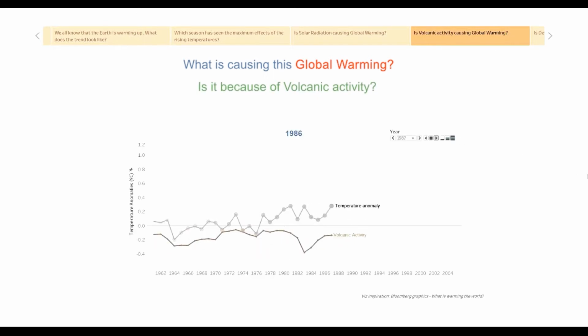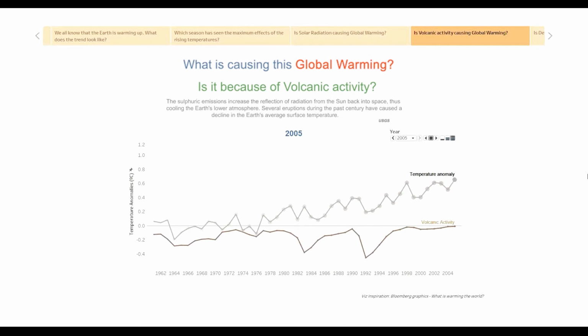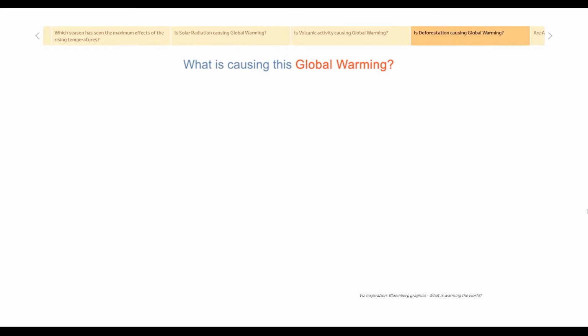We might feel an inclination to thinking that lava and gases may be significant contributors. But the sulfuric emission increases the reflection of radiation from the sun back into space, and thus cooling the earth. The graph proves that. If none of the natural causes are contributing, it must be because of human factors. Is it deforestation?